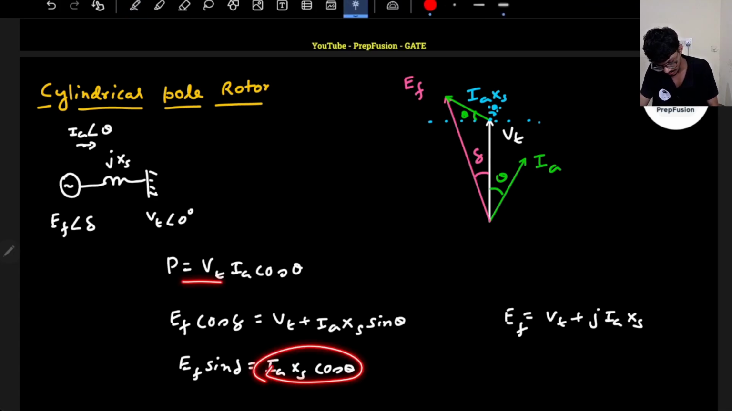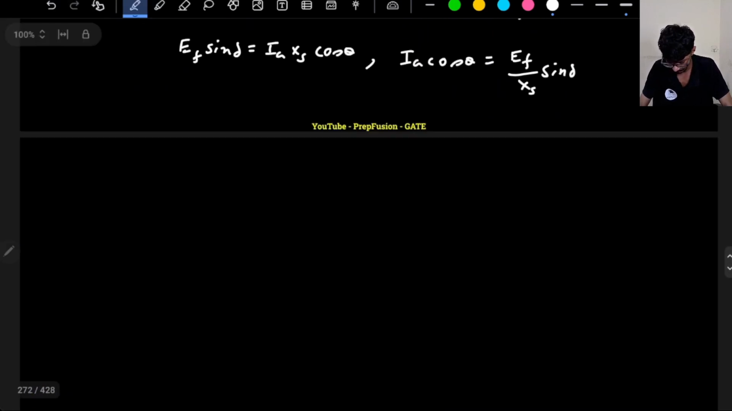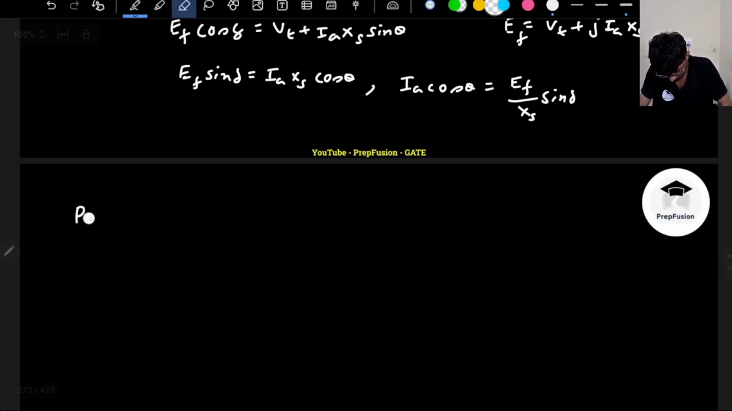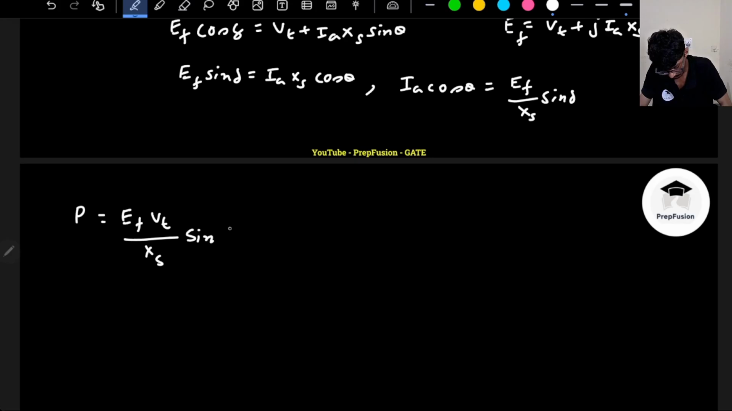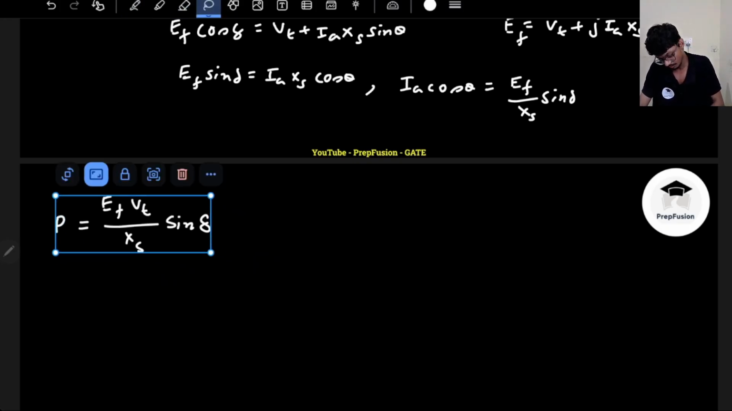So from here I can replace my Ia cos theta with Ef sin delta over Xs. We had derived this previously, but I am doing it in a different approach, with phasors. So Ia cos theta will be equal to Ef by Xs sin delta. So from here I can directly derive the power formula. P will be equal to Ef Vt by Xs sin delta. That is what my power is equal to.